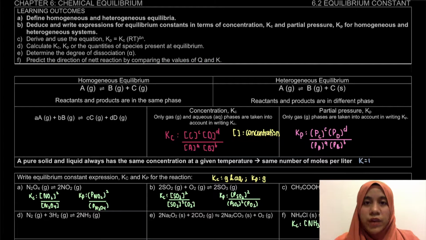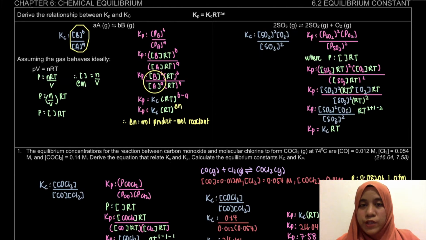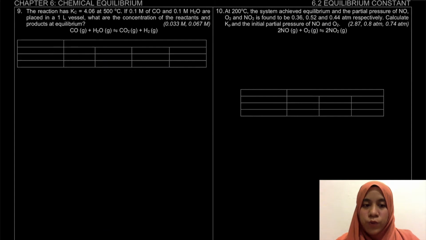Okay, previously we have learned that K is actually the equilibrium constant, and the equilibrium constant can be written in terms of concentration, Kc, or pressure, Kp. So in this video we're going to learn about Q pula. So what is Q? Let's look at your notes. It will be on page 12.